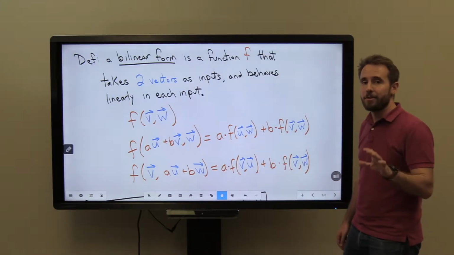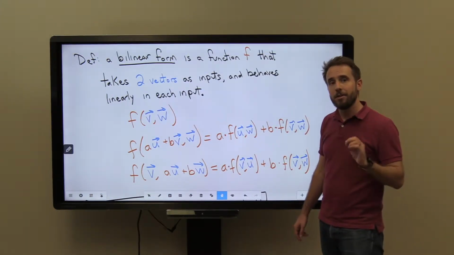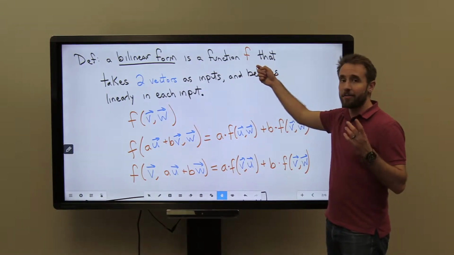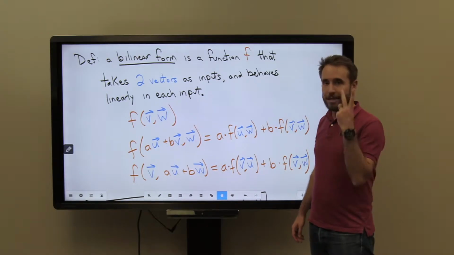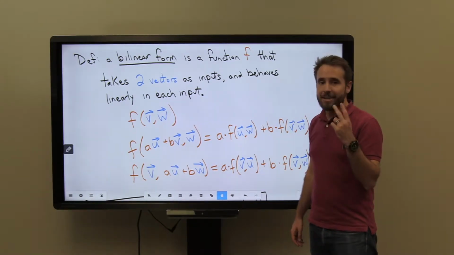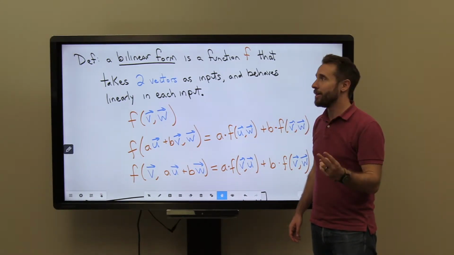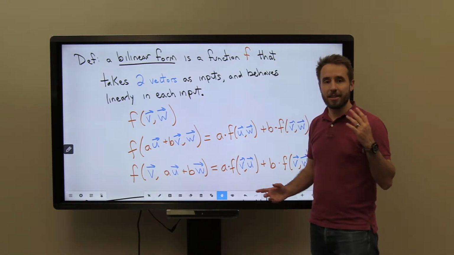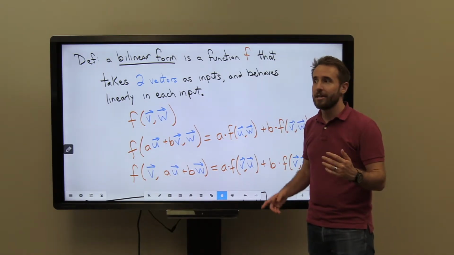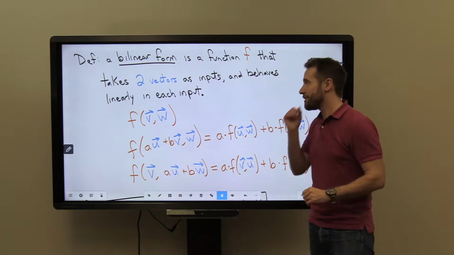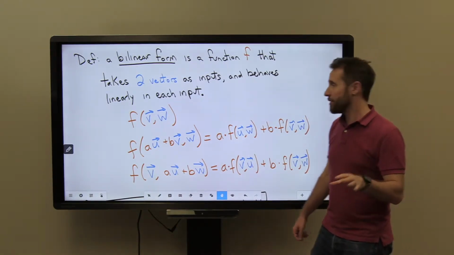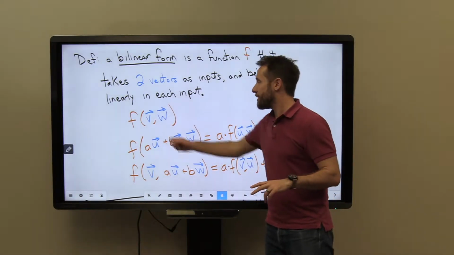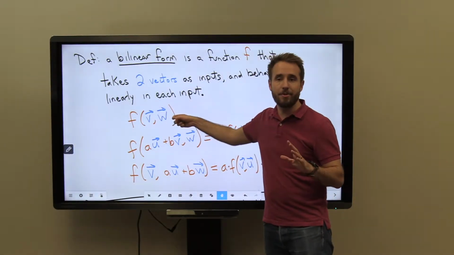Well, a bilinear form is a function, right? And it's a function, I'm calling it here function f, that takes two vectors as inputs. So it has two different inputs, and is linear in each input. So bilinear, meaning that it's linear or behaves linearly in both of the inputs. Now, what does it mean for a function to behave linearly? Well, if I have my function and it takes two vectors as inputs, here's an f of v comma w as an example.